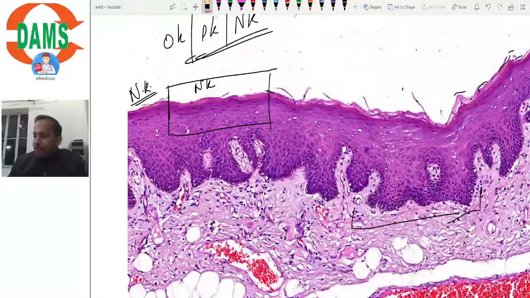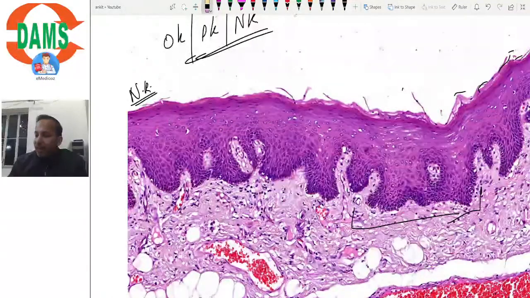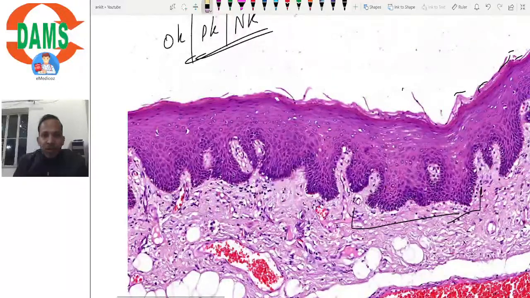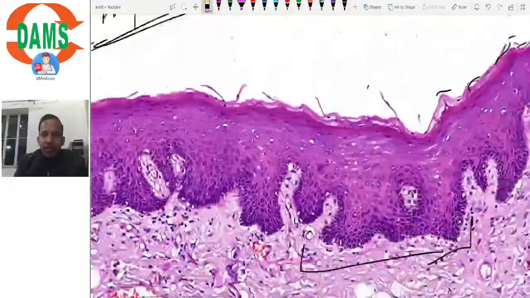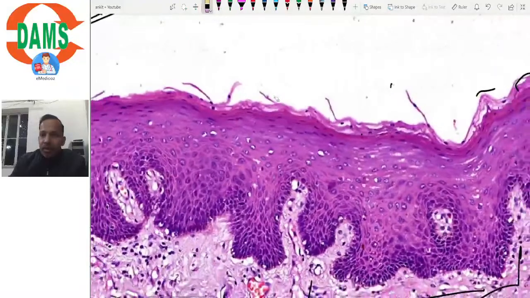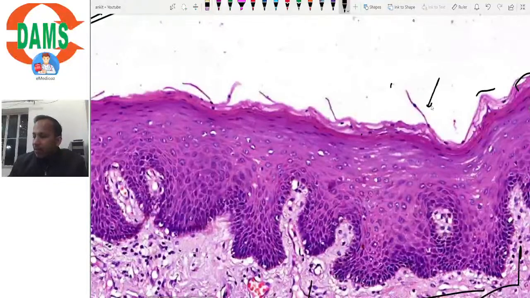Is it clear? Are you all able to identify what I am telling you? Are you able to identify these components? Can you see the keratin fibers here? There are keratin fibers all over here, isn't it? And then there is a nucleus also in the superficial layer. So this helps us identify it as parakeratinized.